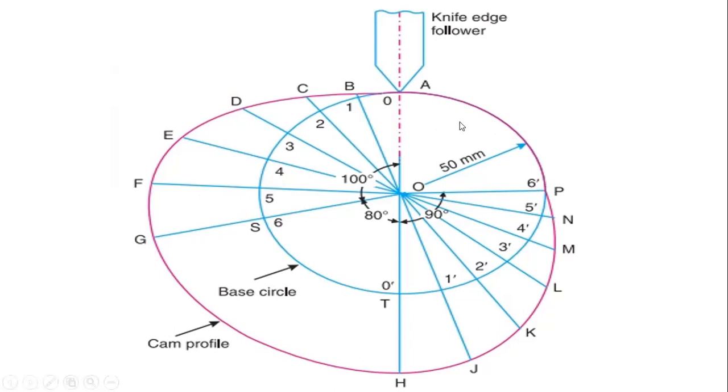Then the remaining is the dwell period. We have to draw the thick line on the base circle only. So we have the knife edge follower, which is of one point. So this is the cam profile diagram.